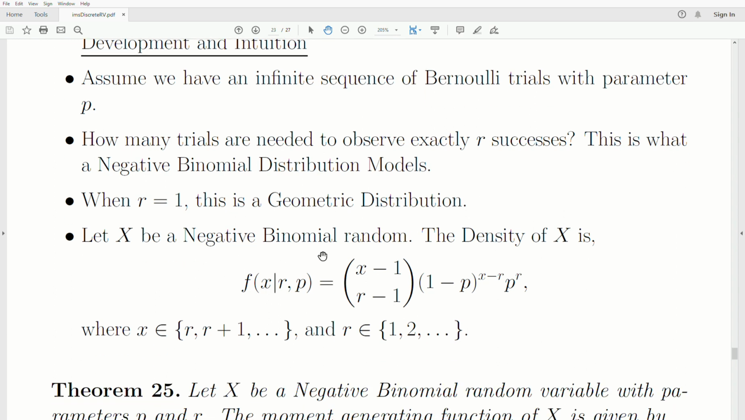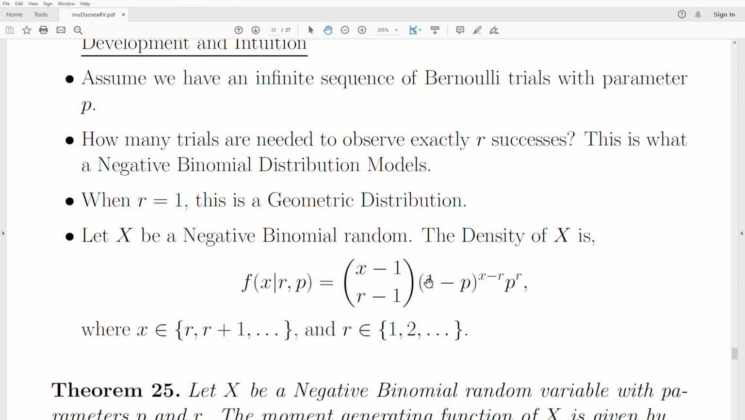So let x be a negative binomial random variable. The density of x is f of x, which is this. Now, I'm going to give you a little intuition. First of all, x goes from r, r plus 1, etc. We have to observe r trials to see r successes.